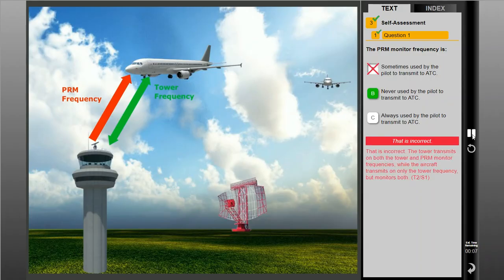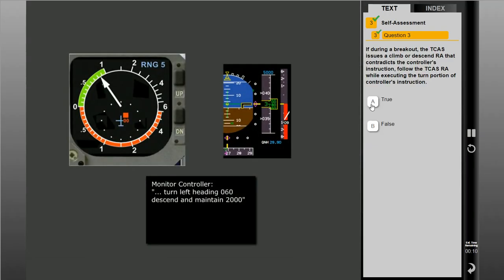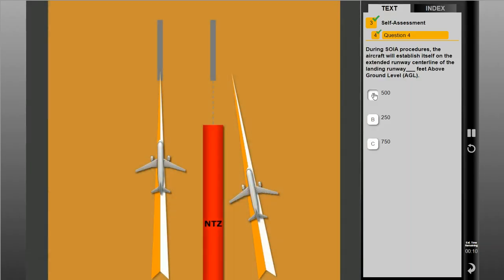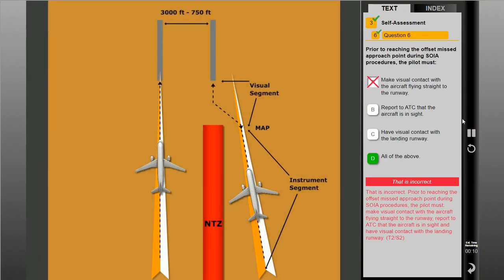That is incorrect. That is correct. That is correct. That is correct. That is incorrect. That is incorrect.